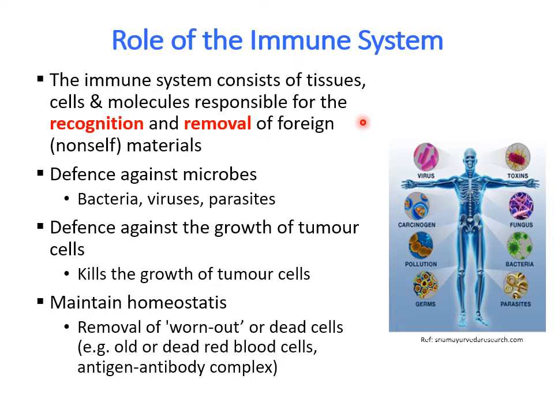The immune system consists of tissues, cells, and molecules responsible for the recognition and removal of foreign or non-self materials. It consists of activities such as defense against invading pathogens, including viruses, bacteria, fungus, and parasites; identification and destruction of abnormal cells, which is the primary defense against cancer; and removal of worn-out cells such as old blood cells and tissue debris arising from injury or disease.